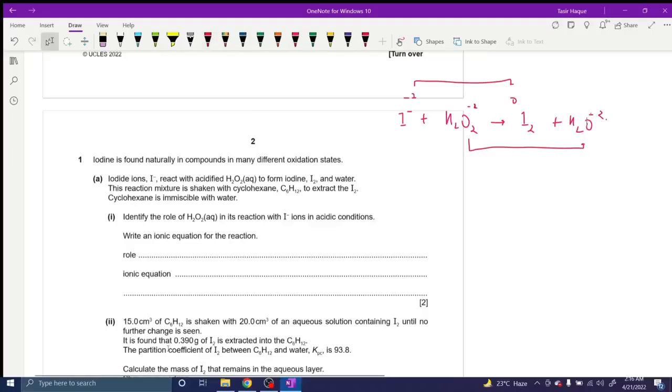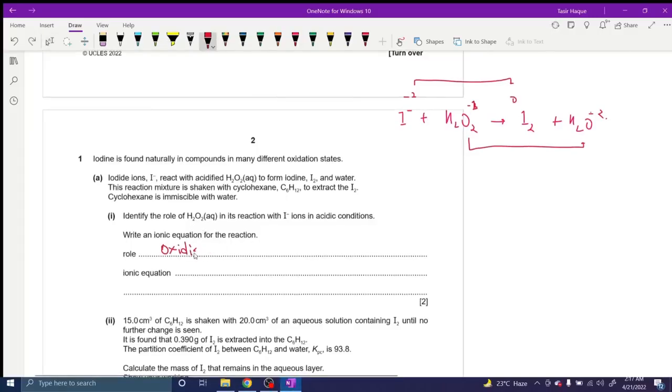So what's the role of hydrogen peroxide? Since hydrogen peroxide is being reduced itself and it is oxidizing someone else, it is an oxidizing agent. So the role is an oxidizing agent. Next part, how are we going to balance this equation?